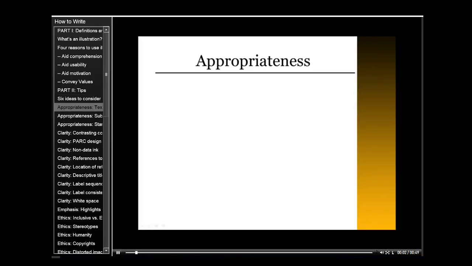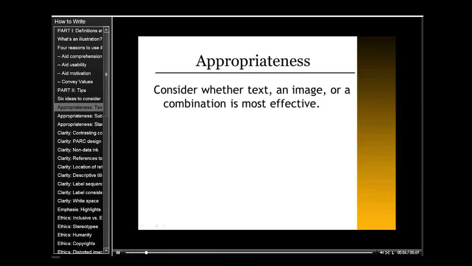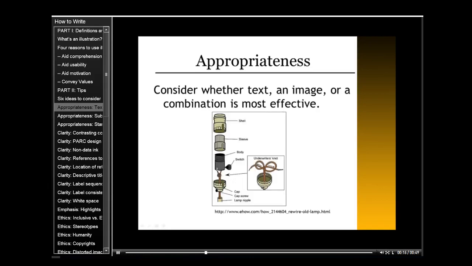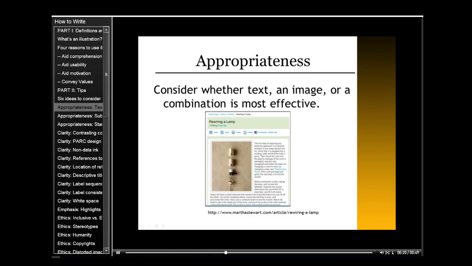First off, appropriateness. Consider, is text, an image, or a combination of the two going to be the most effective? Here's an example. I want to talk about how to repair a lamp. Do I want all text? Do I want just a picture? Do I want both text and picture? In this particular case, there's no one right answer.